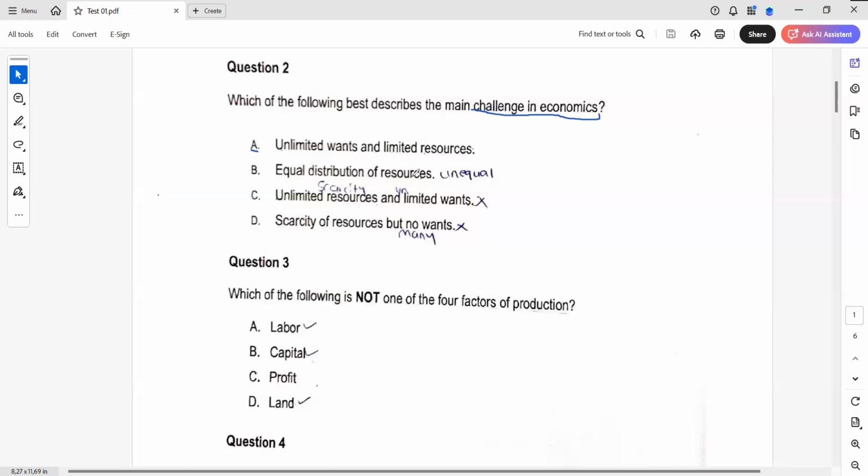Equal distribution of resources. No, this is not the main challenge. Unlimited resources and limited wants. So our wants are not limited, they are unlimited. And unlimited resources, we have limited resources, right? So this one is wrong. Scarcity of resources, but no wants. Obviously, we have scarce resources, but we do have wants. We have many needs and wants. So the correct answer here is also A, right? Okay, now let's move on.